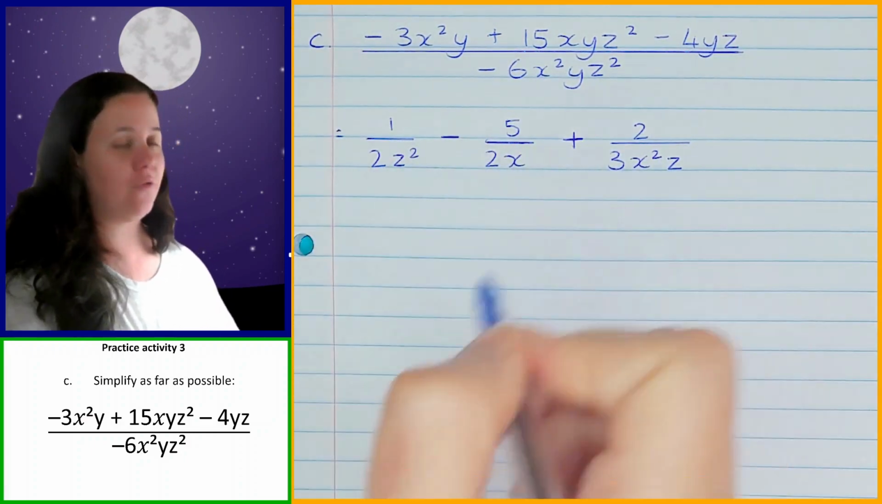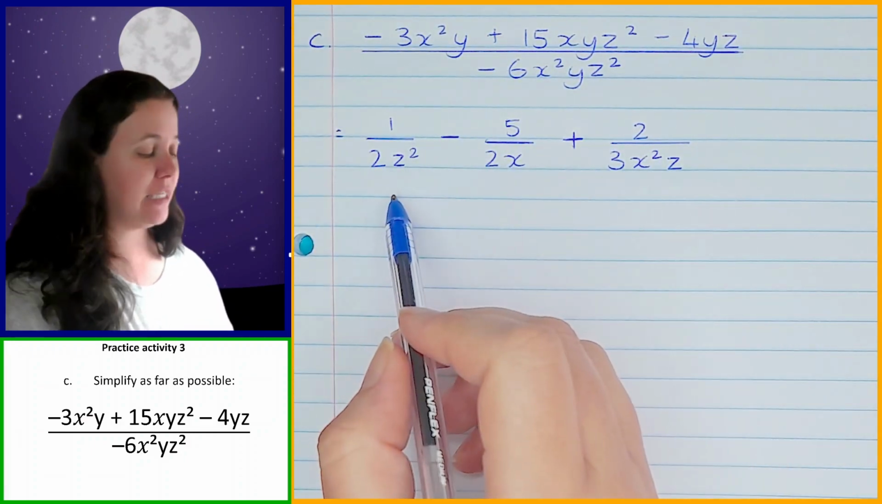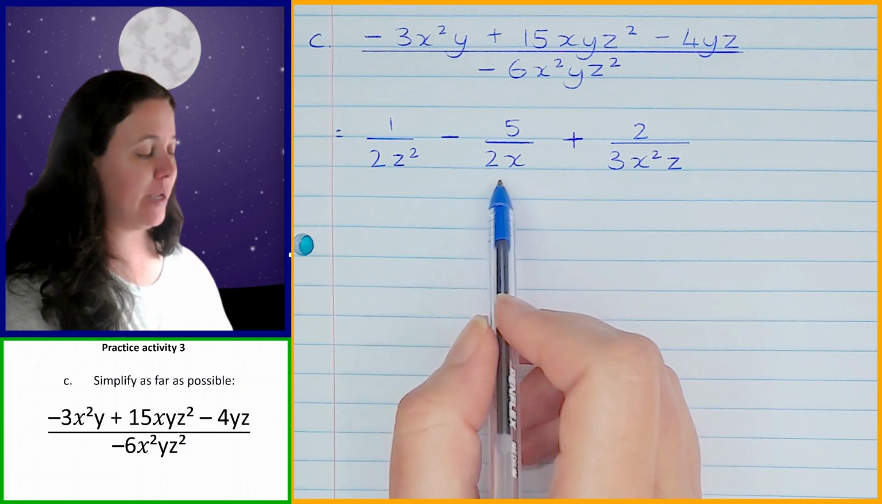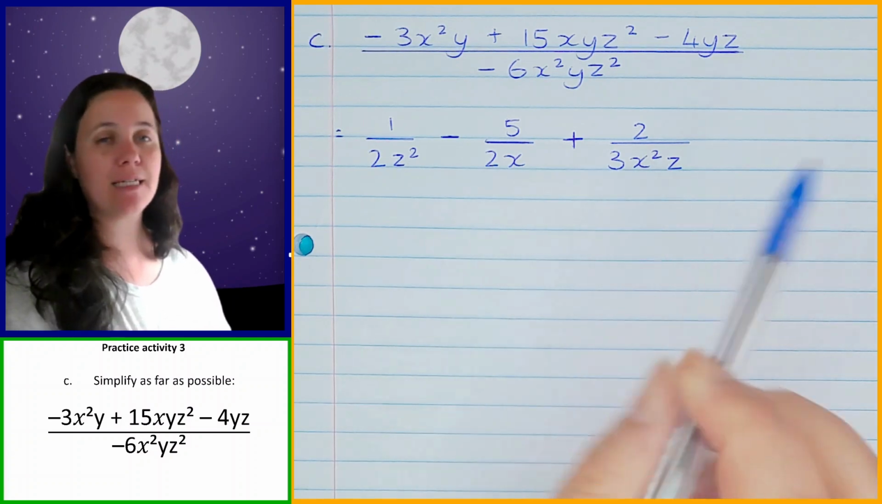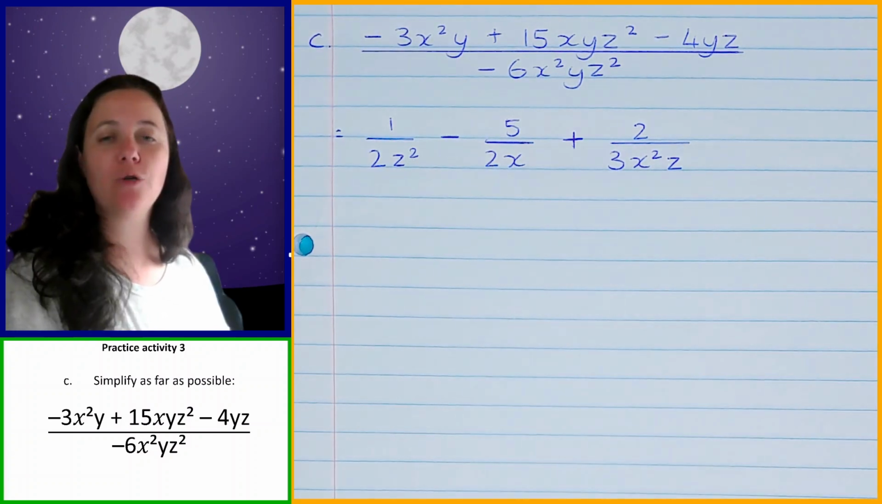So that's what you should have got for question C. 1 over 2z squared minus 5 over 2x plus 2 over 3x squared z. Okay, now we're going to go on to the next example.